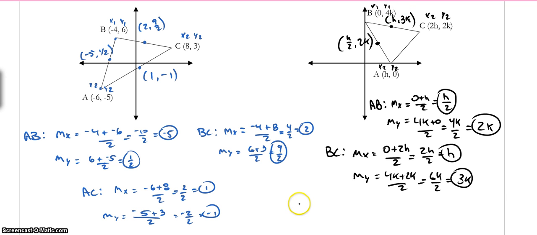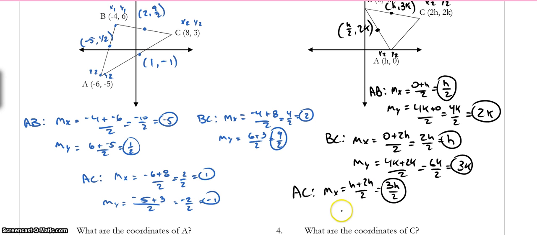And then lastly, we have AC. So my x coordinates are h plus 2h over 2, which gives me 3h over 2, which is fine. And then lastly, my y is 0 plus 2k over 2, which is 2k over 2, which is just k. So my final coordinate is 3h over 2 comma k. So again, just in more general terms, be comfortable working with those variables.